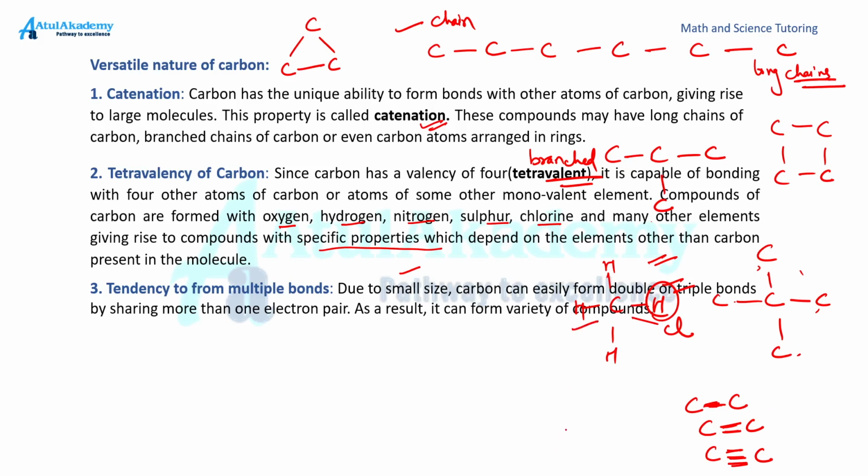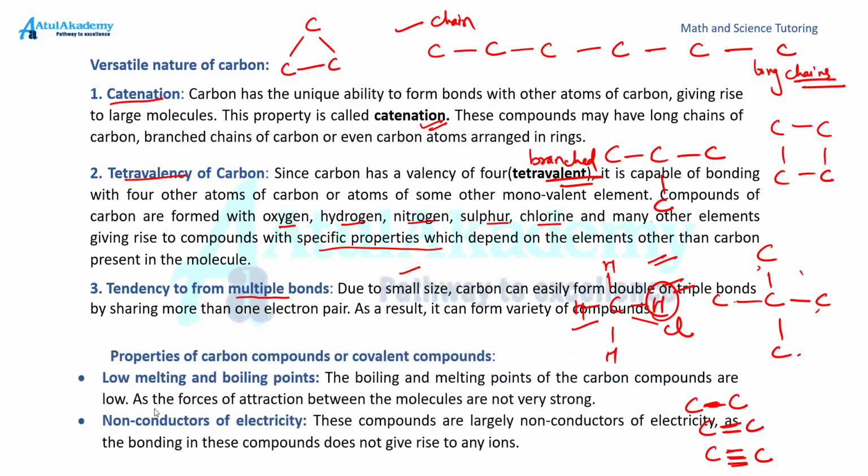So there are 3 properties due to which carbon is able to make millions of compounds. One property is catenation. The second one is tetravalency of carbon. The third one is the ability to form multiple bonds.